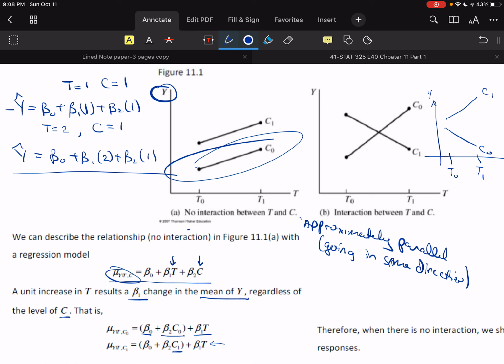If I subtract the first equation, the whole thing, from the second equation, the beta naughts cancel out, and all I'm left with is 2 beta 1 minus beta 1. Everything else cancels, which is equal to beta 1.